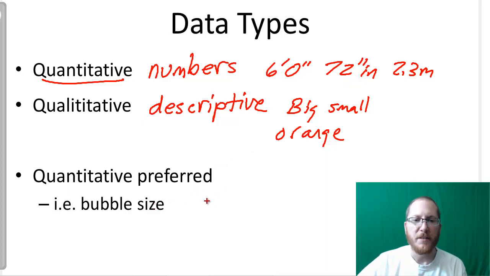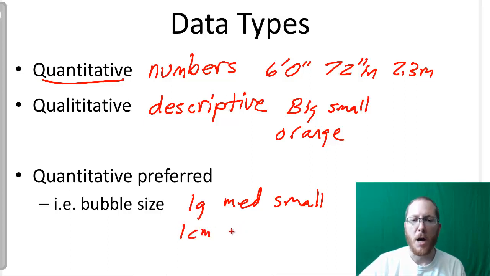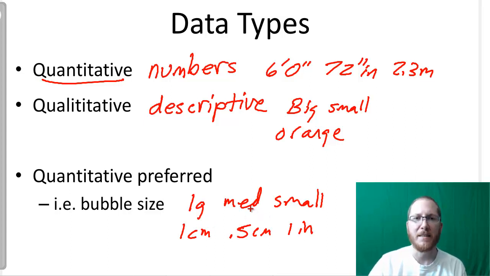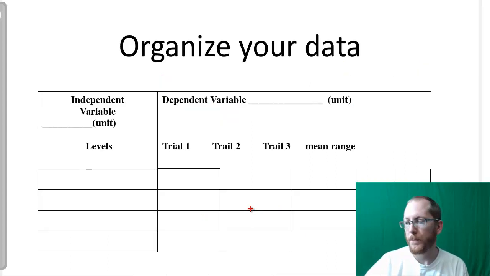So bubble size, just to give an example again: large, medium, or small would all be examples if we're doing qualitative. And quantitative would be more like 1 centimeter, or half a centimeter. Or if you really like inches, we could say 1 inch. But it's going to have a number that's easy for other scientists to check, to verify, and get the exact same answer if what you did was right, or get a different one and know it if you were wrong.